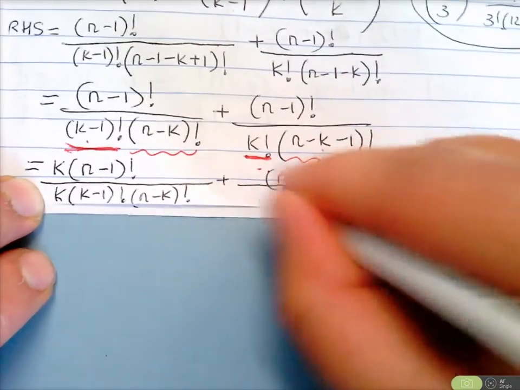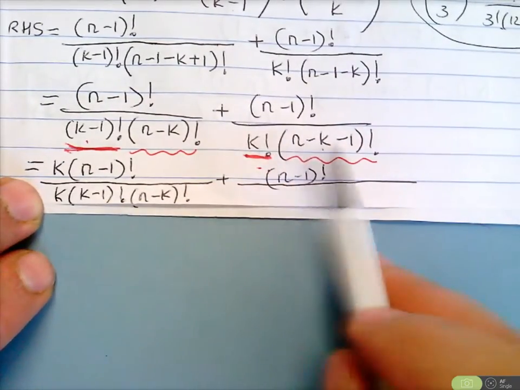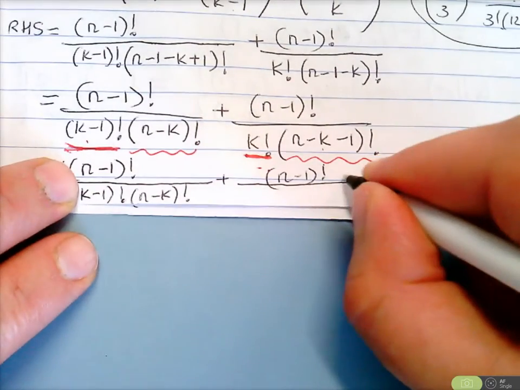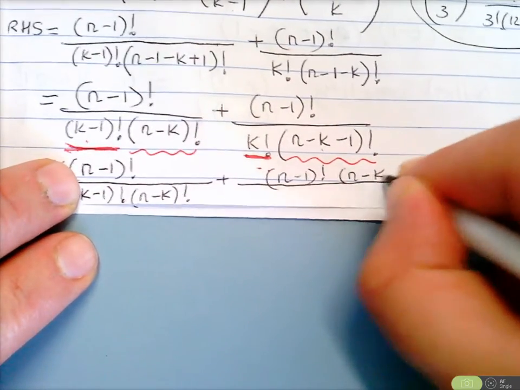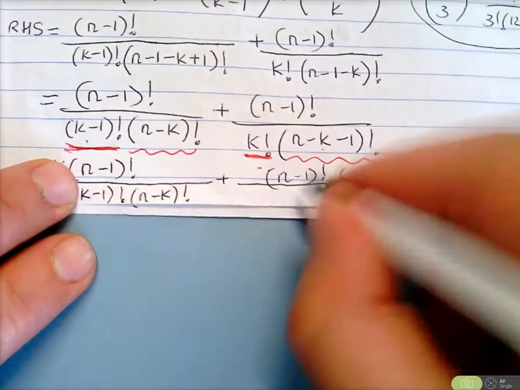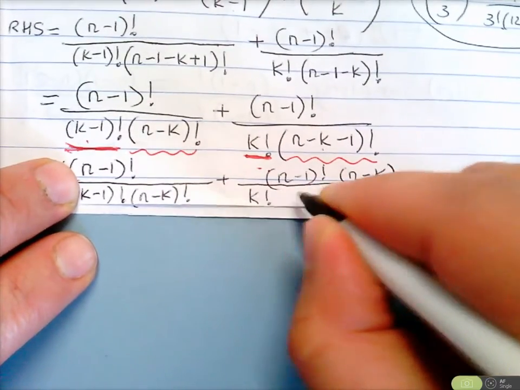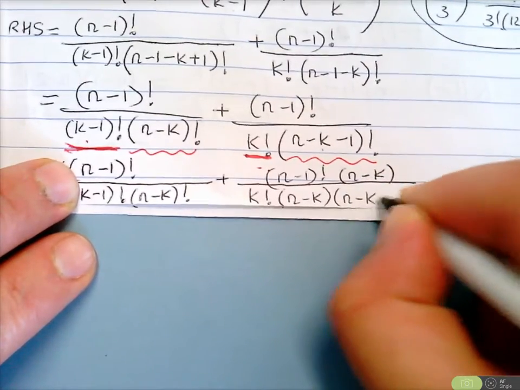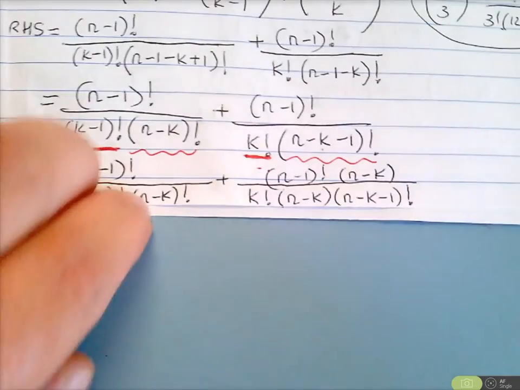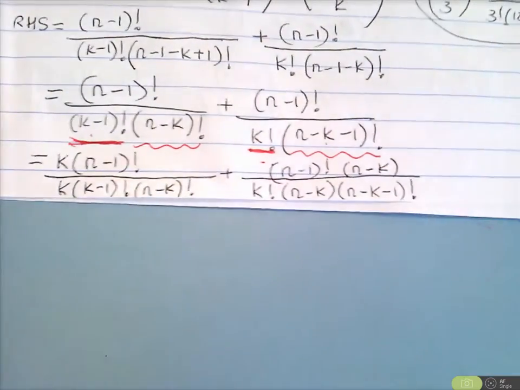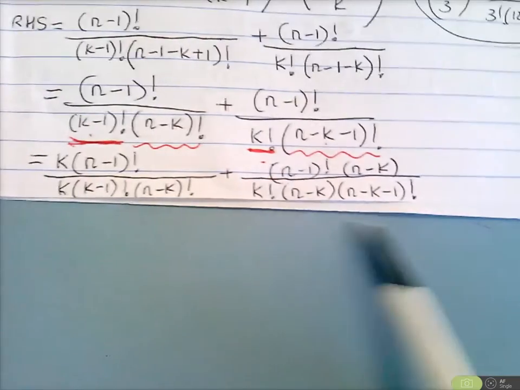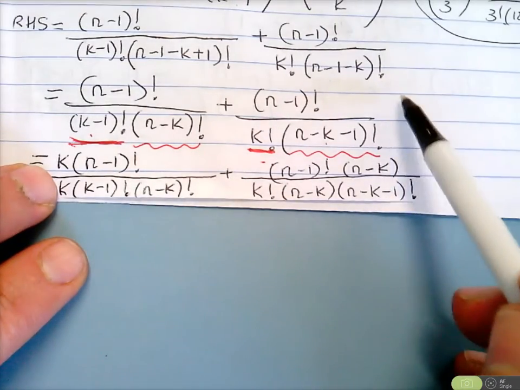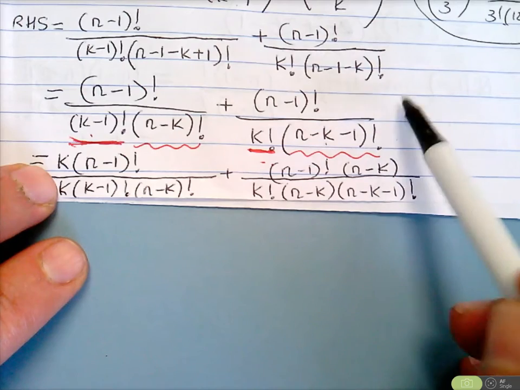N minus 1 factorial, what am I multiplying this one by? N minus k, just a normal n minus k, not an n minus k factorial. So it's being multiplied by n minus k. So I've got k factorial times n minus k. Why isn't it factorial? Oh, it will be. Wait. The bottom will end up being n minus k factorial, but you're just timesing the top and the bottom by n minus k.